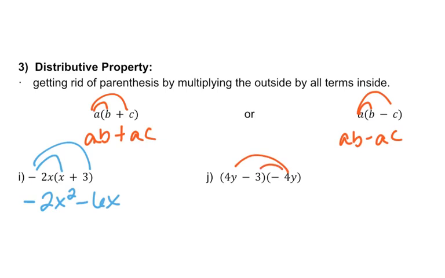Okay, and this one's like a backwards one. That's all right. -4y times 4y. So -4 times 4 would be -16. Y times y, y squared.